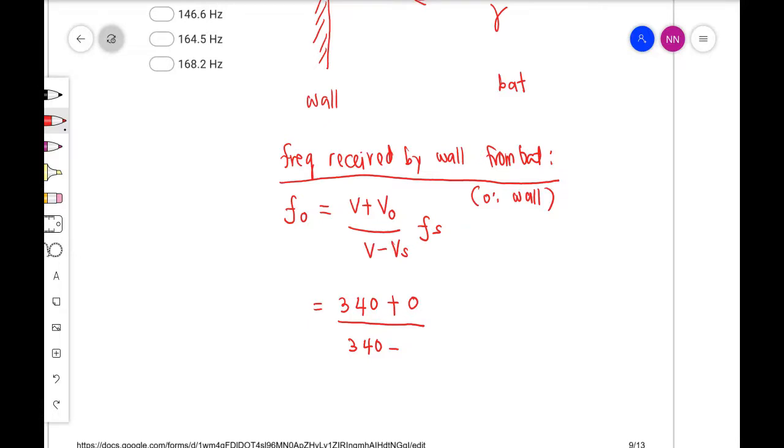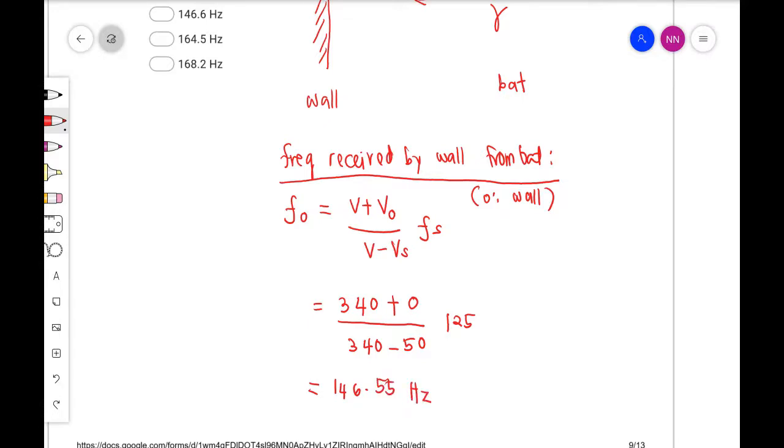The sound comes from the bat, so the bat is moving at 50 meter per second, times the source frequency. The source is the bat, so the frequency produced by the bat is 125. So the frequency received by the wall from the bat is 146.55 Hz.